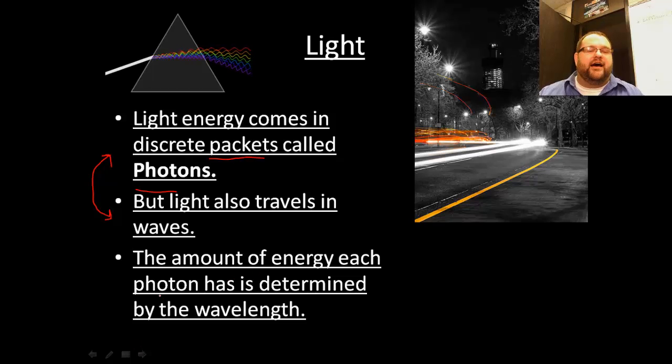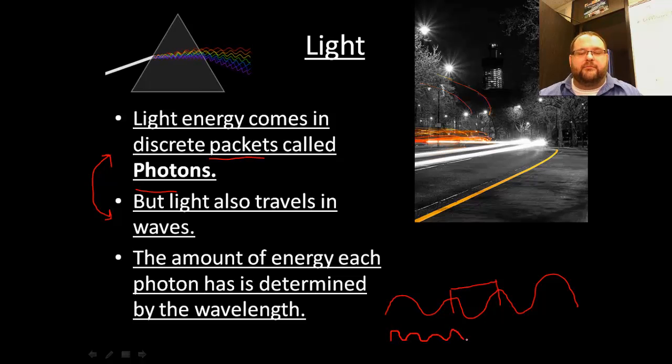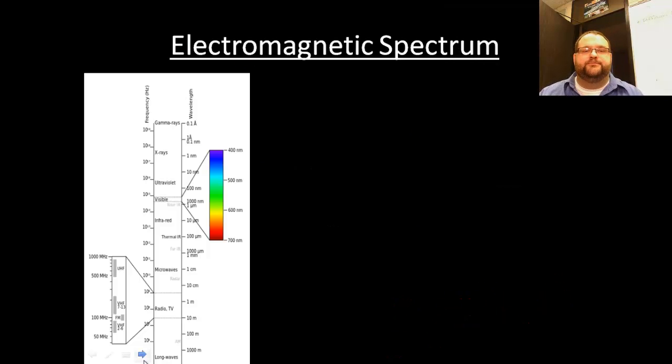And the big thing is that the energy of light, or the energy of photons, is determined by wavelength. So if I look at a wave here, the wavelength is the space between crests. So this would be our wavelength here of this wave. And the shorter the wavelength, the more energy that light has, or that wave has.